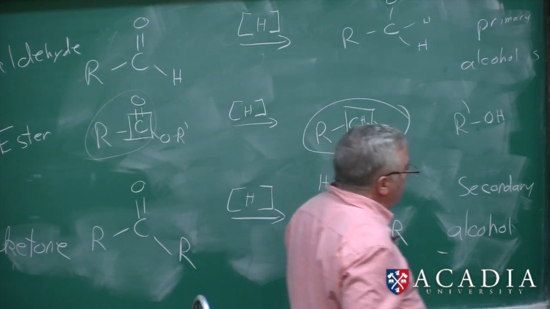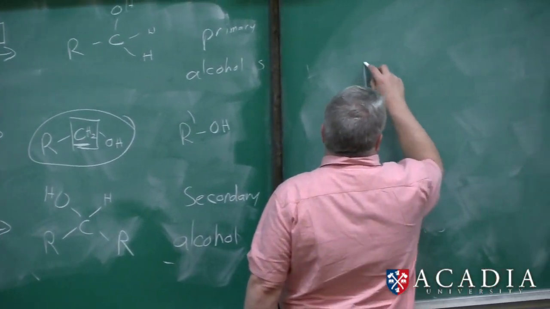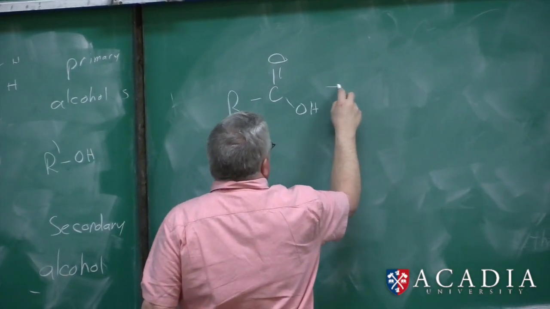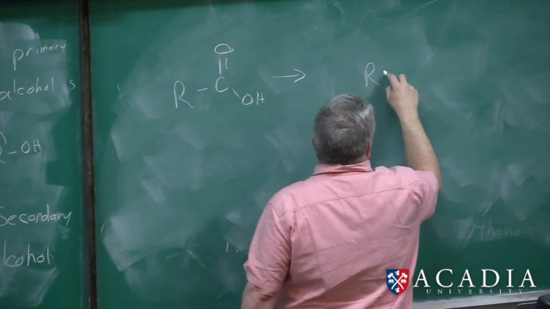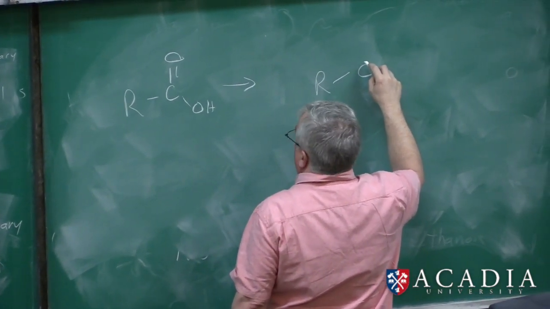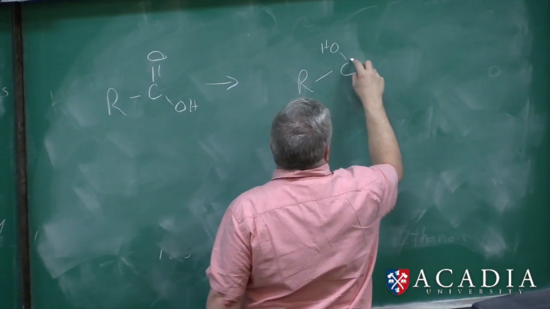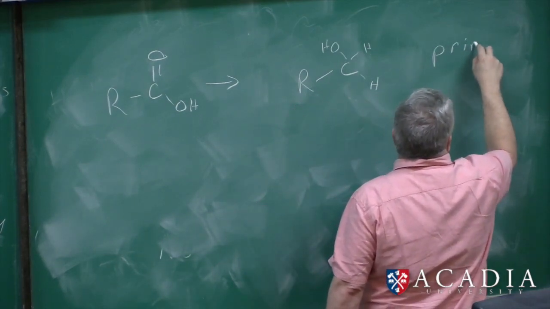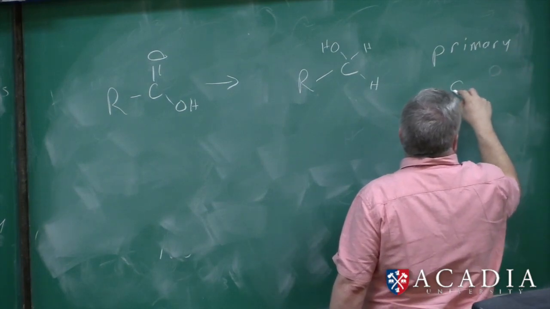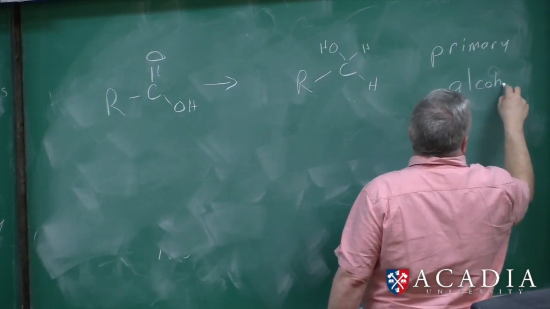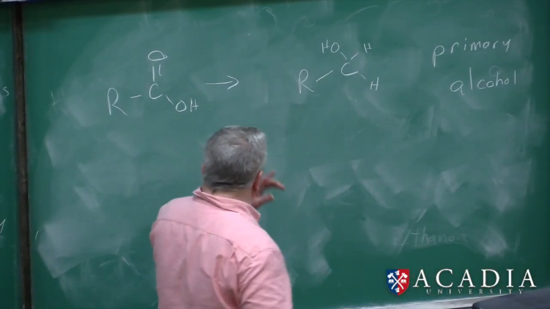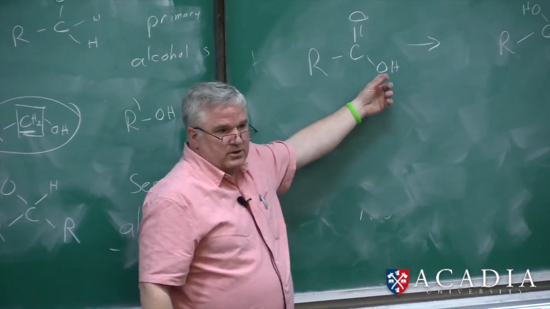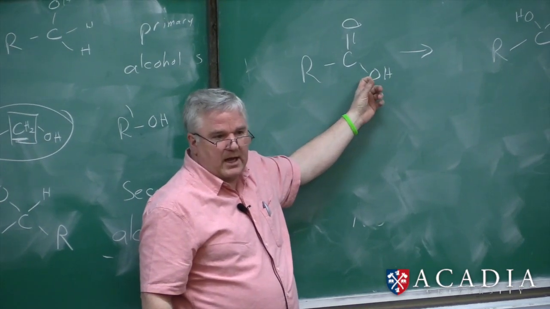Okay? We can also reduce carboxylic acids, and they also give us a primary alcohol. In this reduction, what do you suppose the other product is from this reduction? It's just going to be water in this case, okay?